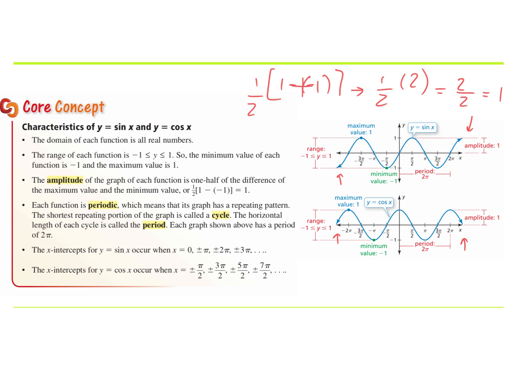So each function is periodic, which means that its graph has a repeating pattern. The shortest repeating portion of the graph is called a cycle.